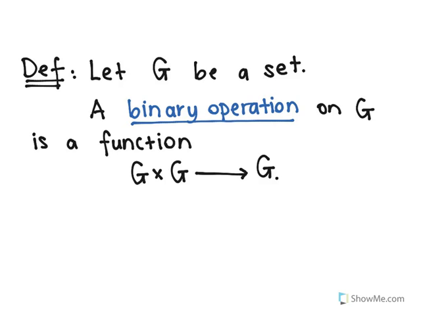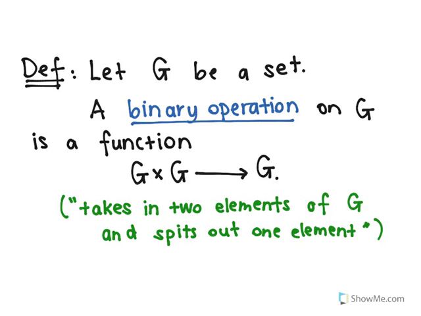Here's the precise definition. Let's let G be any set. Then by a binary operation on G, what I mean in mathematical notation is a function from the product G cross G to G. That's a little bit hard to parse, but in words, what this is saying is that a binary operation takes in two elements of G and spits out one element. Or in other words, it's a way of combining two elements to produce just one. Here's some examples.